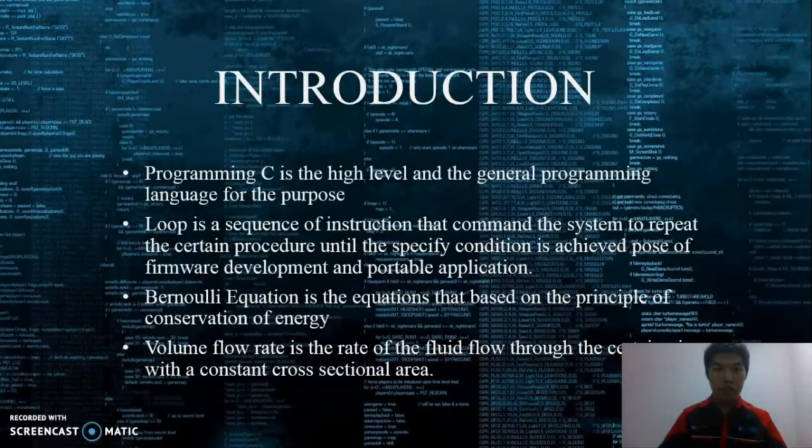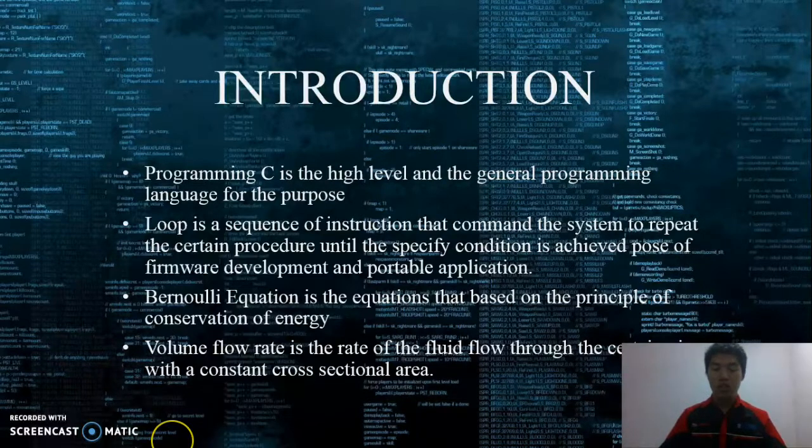So for the introduction, we are using programming C to do all the programming. C is a high-level, general-purpose programming language. Since the project requires it, we are using loops in solving this C programming function. A loop is a sequence of instructions that commands the system to repeat a certain procedure under a specified condition, and when the specified condition is achieved, it will exit the loop.